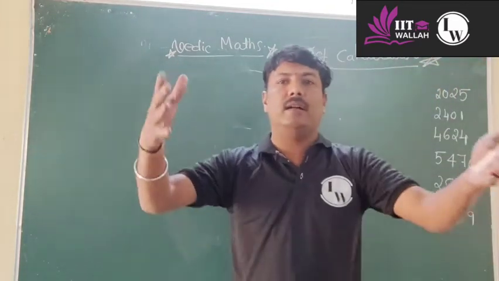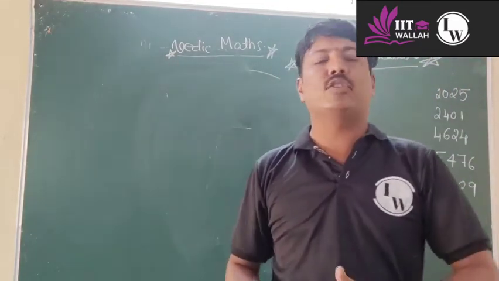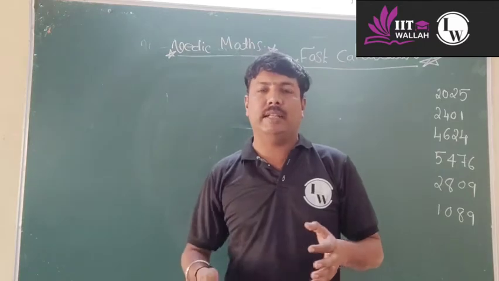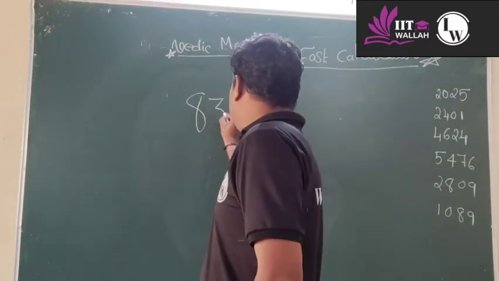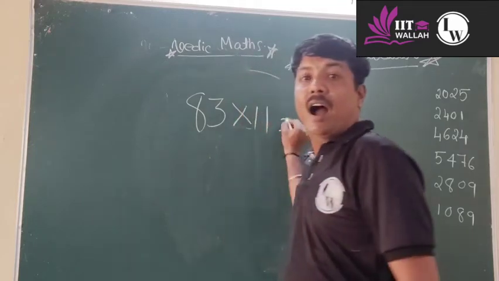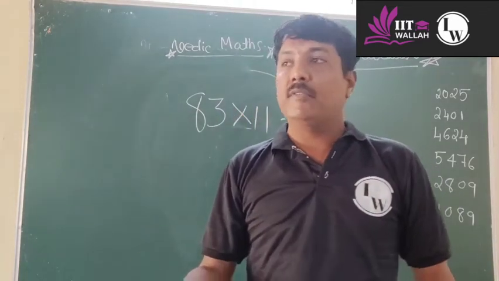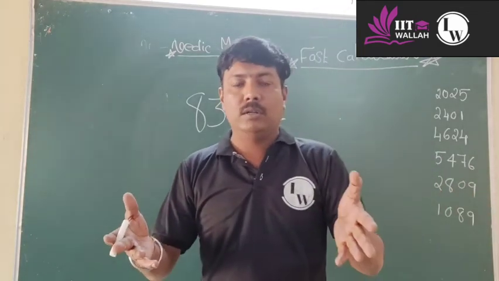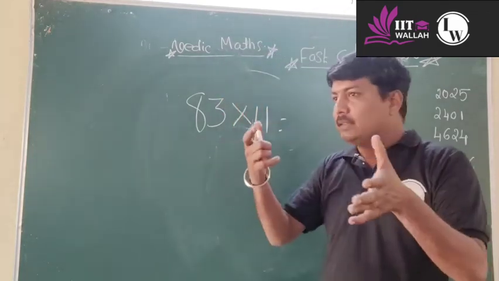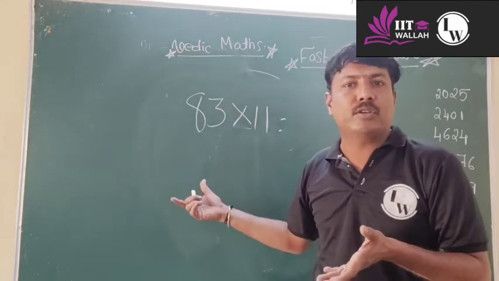You can give me any numbers. Give me any 2-digit number so that I can multiply it with 11. 83. Okay, 83 into 11. See how fast I can perform it. Vedic maths is specially designed to do calculations very fast. That you already know. So listen carefully to how fast I am able to do this.